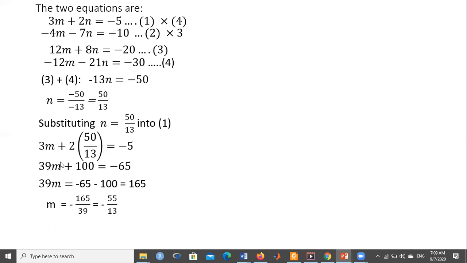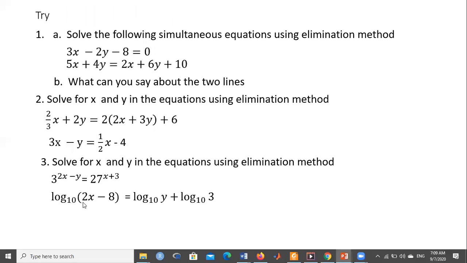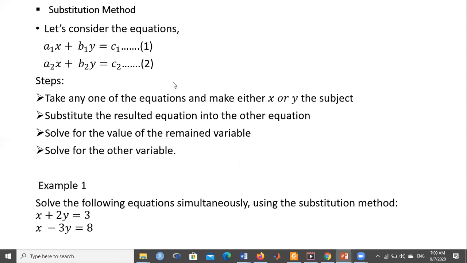So with that, we can make m the subject by sending 100 to the right hand side to get 39m equal to negative 165. Negative 165, not positive. So therefore, we have m now equal to negative 55 over 13 when you simplify that. So you can try this on your own. Take your time and do them.